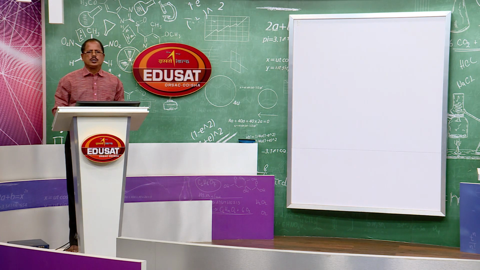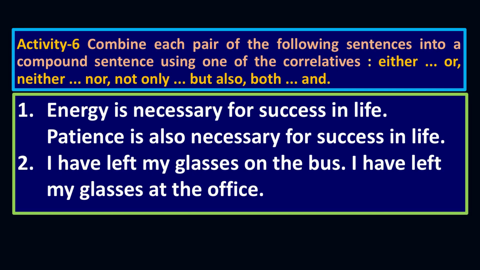So now you can understand the use of these conjunctions or coordinators, right. And let us go to the next activity: combine each pair of the following sentences into a compound sentence using one of the correlatives. I have already told you either-or, neither-nor, not only-but also, both-and. All these conjunctions, coordinators, are called correlatives because they relate the alternatives.